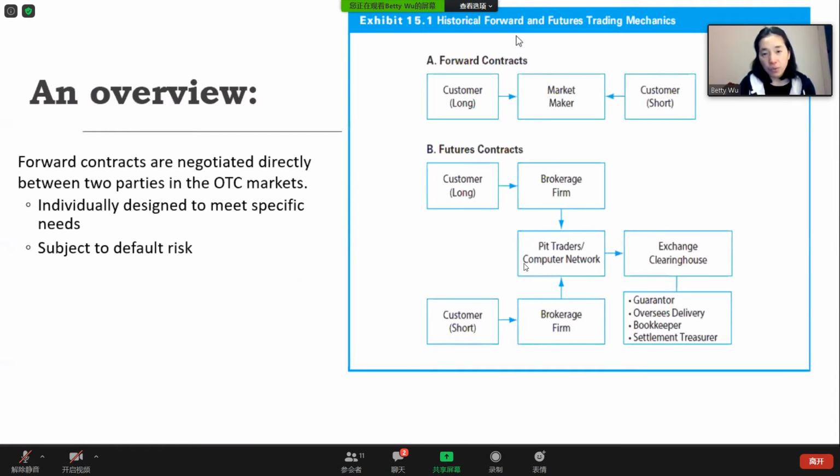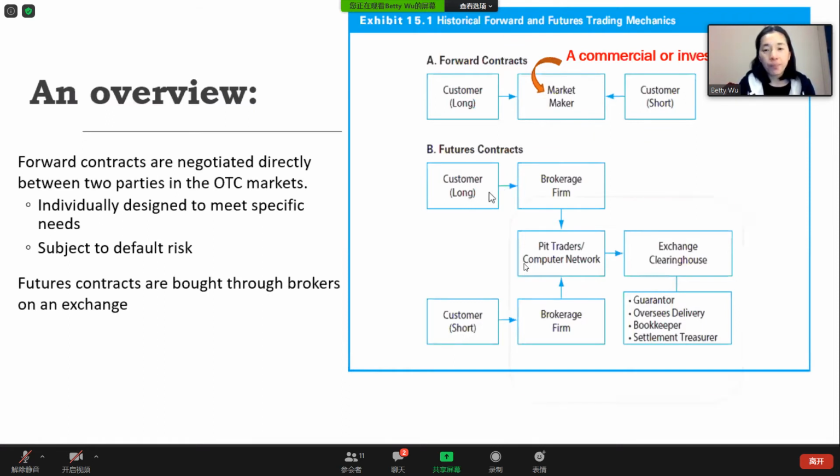This exhibit illustrates the trading mechanics in a very simple way. For a forward contract, it's really between two counterparties. It's individually designed to meet specific needs, so it can be customized. It's not standardized and it's subject to default risk. And usually there's a sort of intermediary between both parties, usually a commercial investment bank.